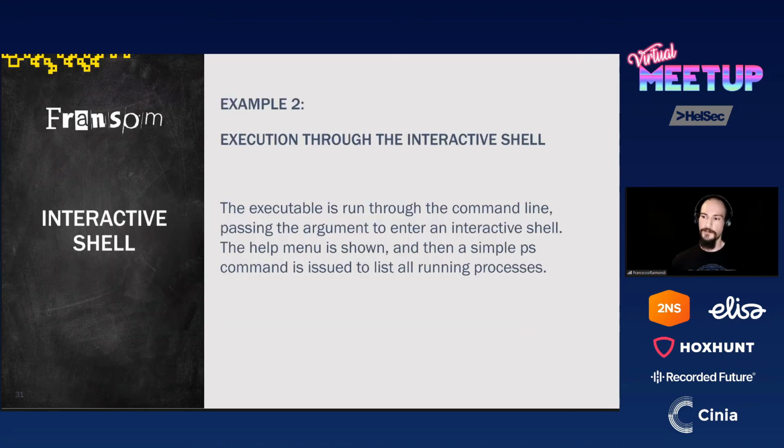Then the second example shows the interactive shell. Here we are running the Fransom tool directly through the command line, and we are specifying the option to enter the interactive shell. From there, we can invoke all the functions that the tool offers inside the context of the executable itself, all the functions that we would usually call as arguments. In this specific case, we are just showing the help menu to list all the options that are available for the tool.